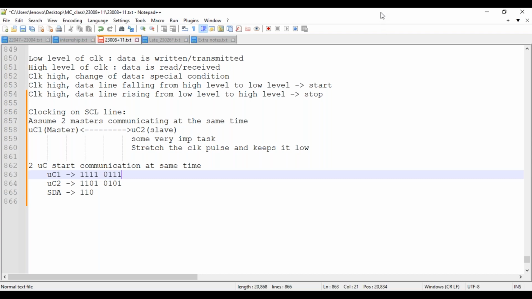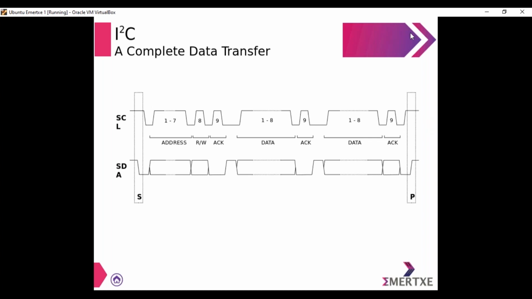All right. So proceeding ahead. The next one we have is the complete data transfer. At the first high signal of the clock pulse, a start bit will be transmitted. Then in the first 8 clock pulses, 7 bits of address and 1 bit of read or write intention will be transmitted. In the 9th bit, acknowledgement will be received by the master.